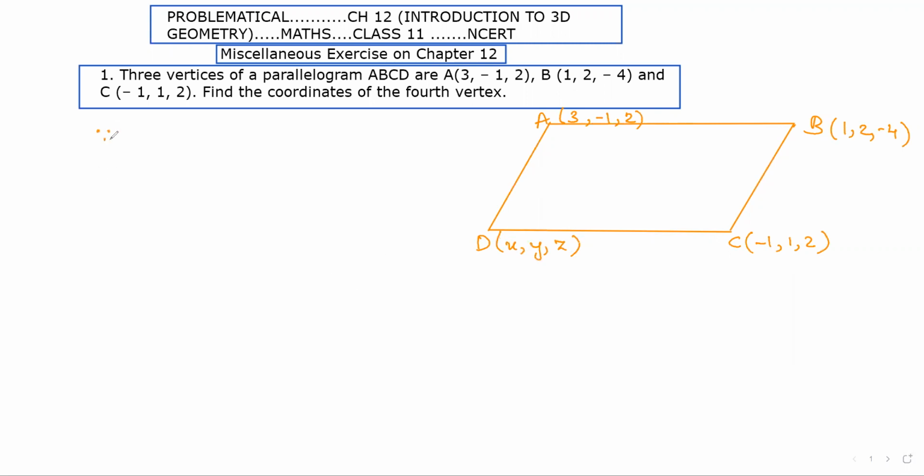Now, since ABCD is a parallelogram, it's given. Therefore, AB will be equal to DC and AD will be equal to BC. Now, this is one way of doing it. If you compare AB with DC, you'll get an equation in terms of X, Y, Z. If you compare AD with BC, you'll get another equation in terms of X, Y, Z. Now, this will lead you to two equations and three unknown variables.